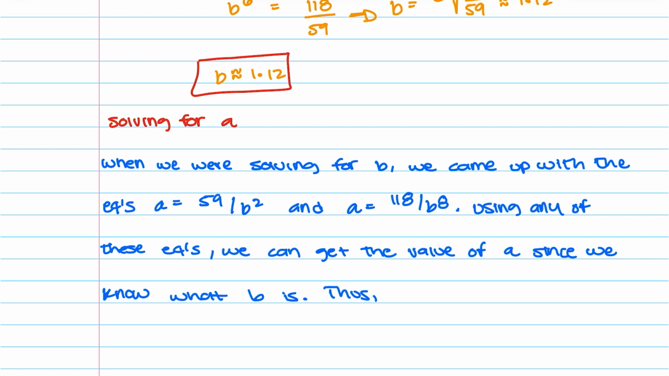And so we'll have a is equal to 59 divided by b squared, which is equal to 59 divided by 1.12 squared, which is the value that we found for b in our last part. And by using a calculator to evaluate this expression, we'll get that a is approximately 46.8. Our answer for a.